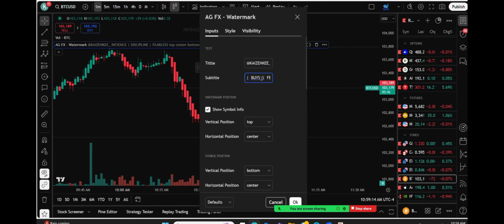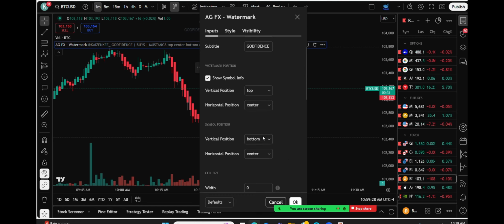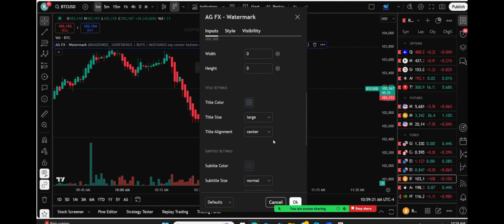buys, go over the fairness, Mustangs. I want it to be at the top. I want it to be in the center. I want the vertical position. I don't know what that should mean.